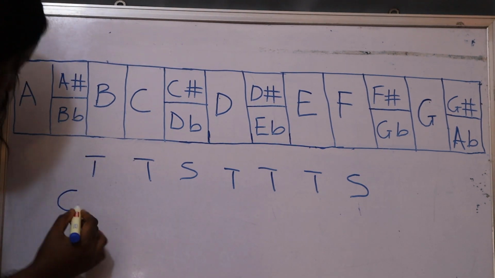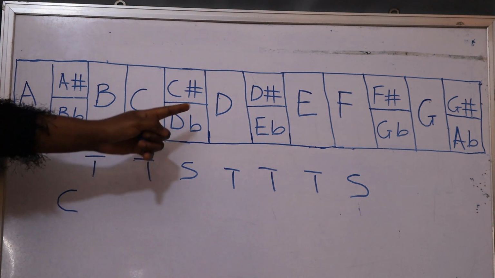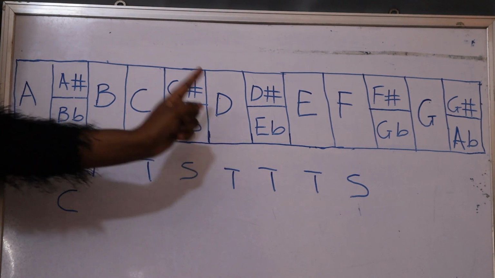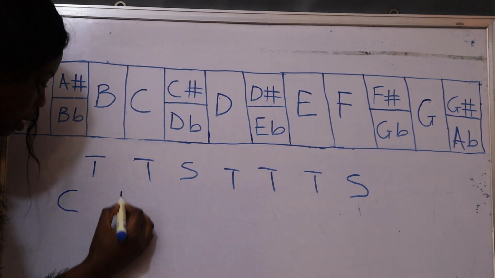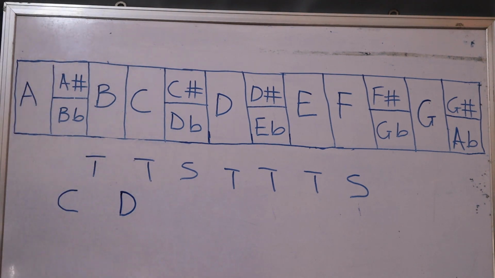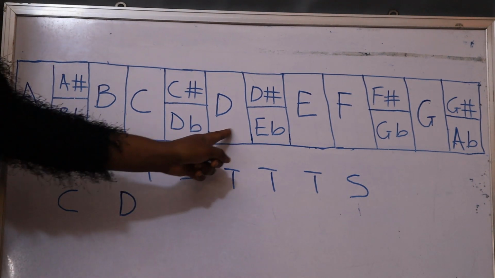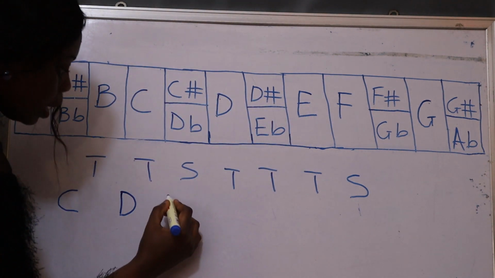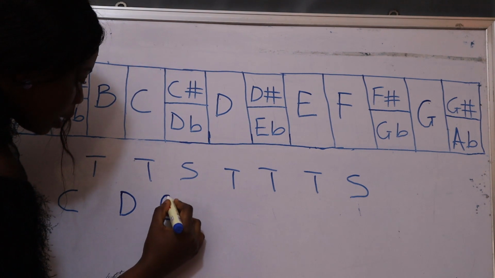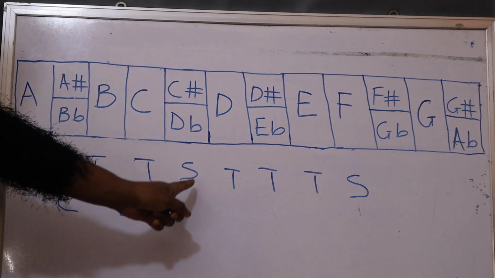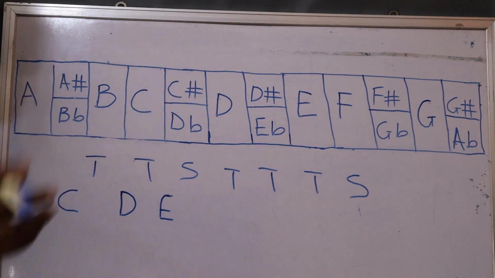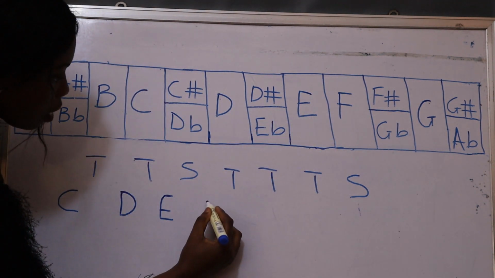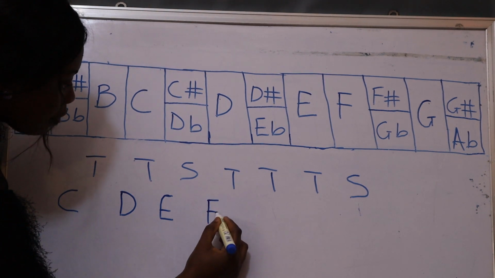C. A tone from C is a whole step, that's D, right? So the second one would be a D. We're going another tone from D, which would be an E, right? So the third would be E. You can see that there's a semitone here, so we're going a semitone from E, that's a half step. So we're going from E to F, right? So the fourth would be an F.